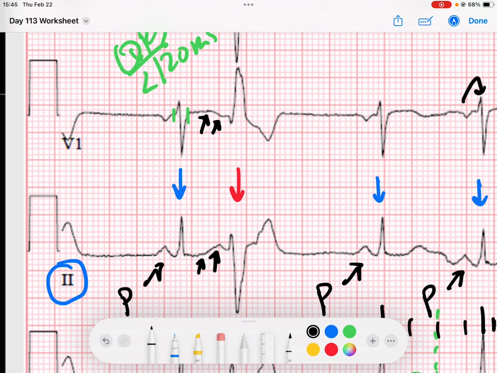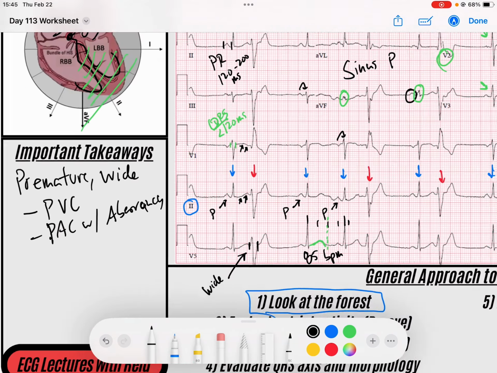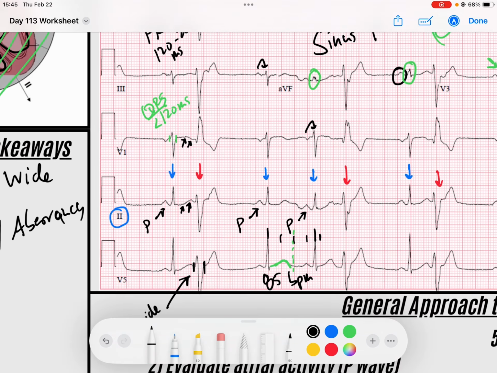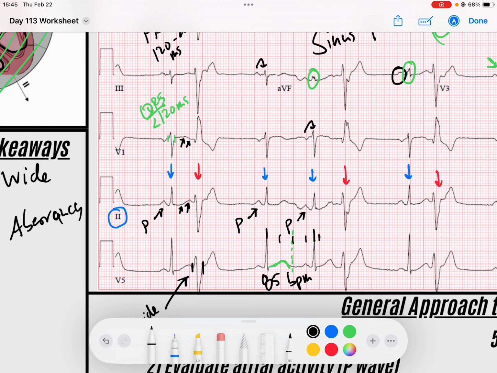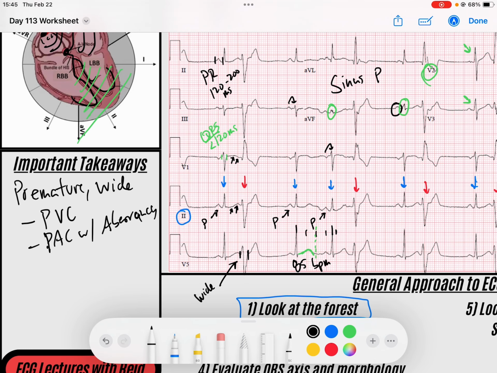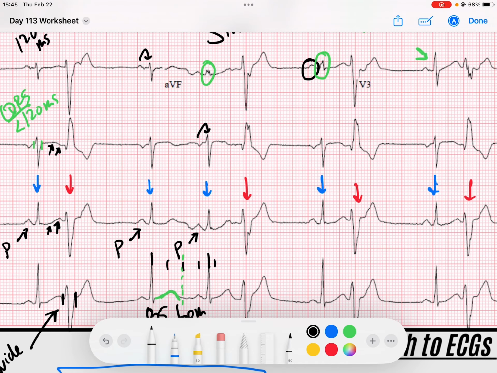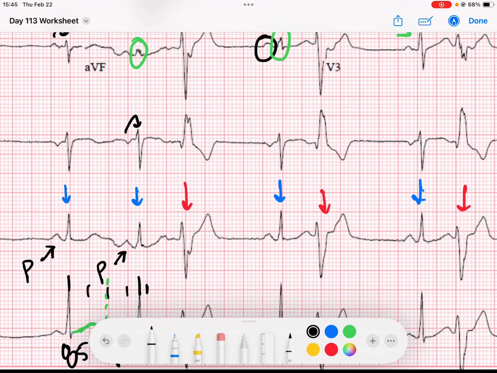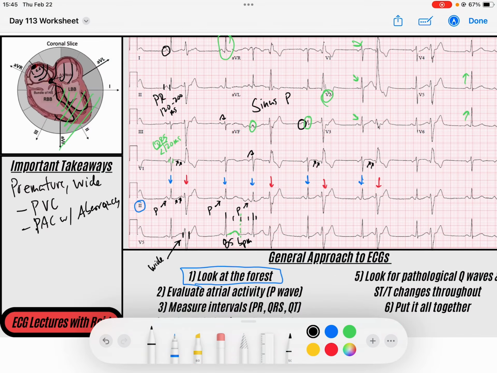I don't see any there, right? And so V1's a really good place to look because usually you can see some little sharp atrial activity that can help you determine if there's anything atrial ectopic going on. And you can see, as I scan through all these premature beats, I don't see any. And so I would say that these are likely premature ventricular contractions.